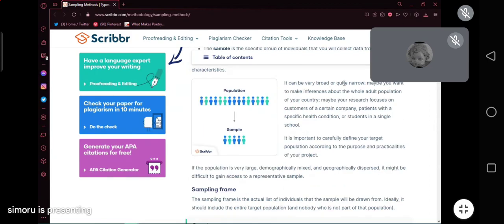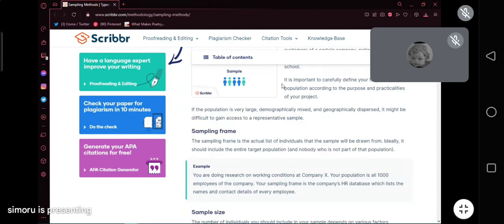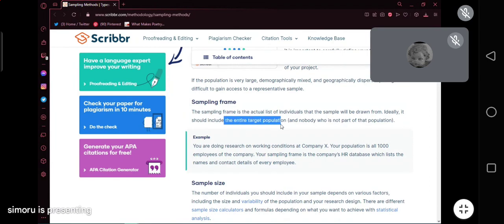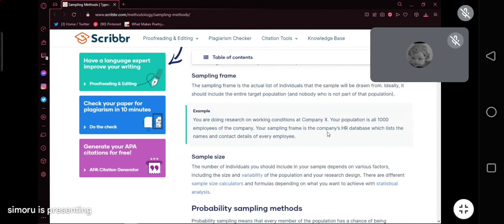It can be very broad or quite narrow. Maybe you want to make inference about the whole adult population of your country. And so it is important to carefully define your target population according to the purpose and practicalities of your research or your project. As for sampling frame, the sampling frame is the actual list of individuals that the sample will be drawn from. Ideally, it should include the entire target population and nobody who is not part of the population.